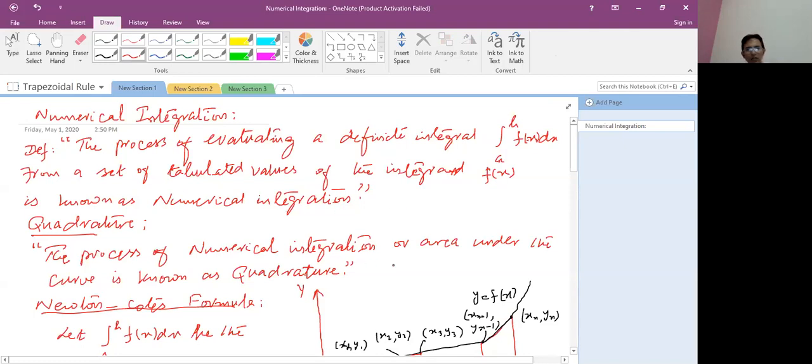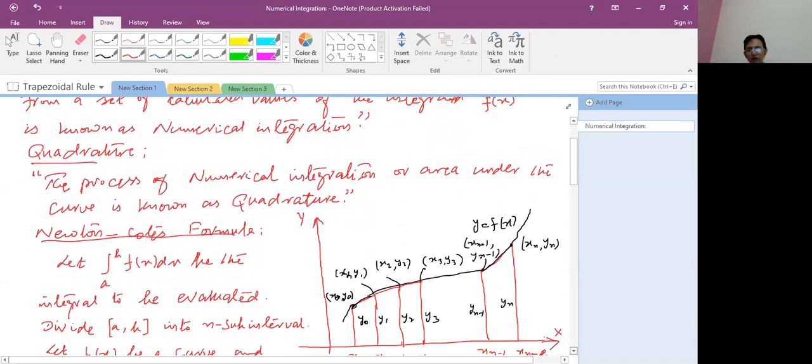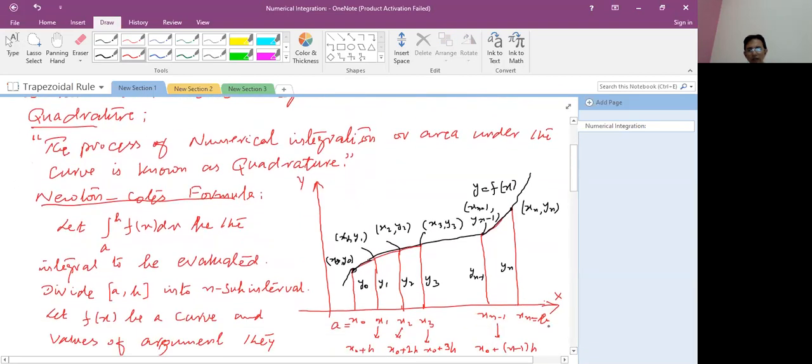Now, what is quadrature? Quadrature means the whole process of numerical integration, or if you find the area under the curve, it is known as quadrature. So, student, we will derive a Newton-Cotes formula with the help of this diagram.